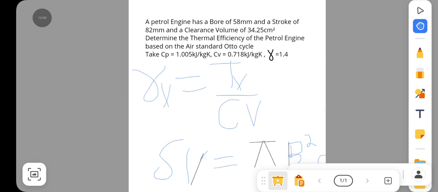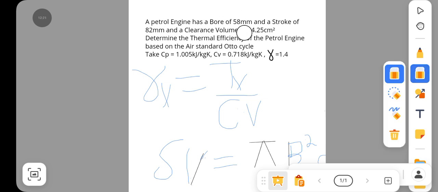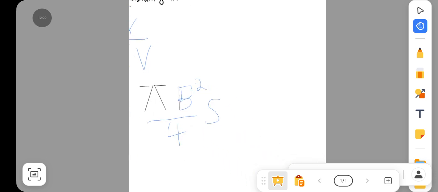Now we want to put all of them in a convenient unit, which is, we can use the one of the clearance volume, which is in centimeter here. So I'll just put them in centimeters. I'll convert these millimeters to centimeters, we have divided by 10. So this will be 5.8 centimeter here, and this one over here would be 8.2 centimeter. So let's go on with that.